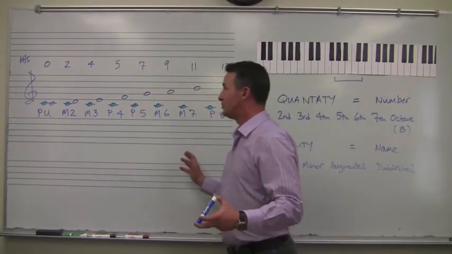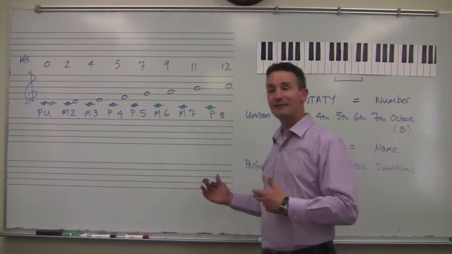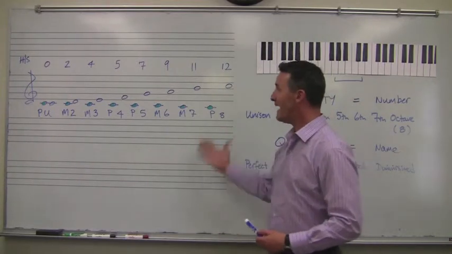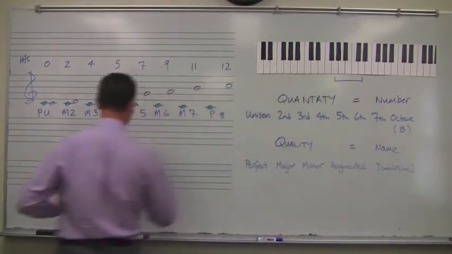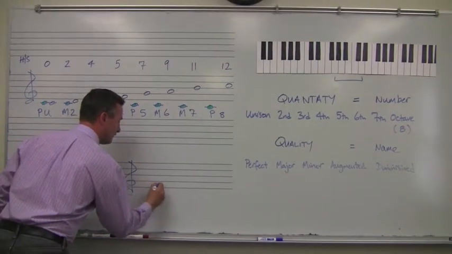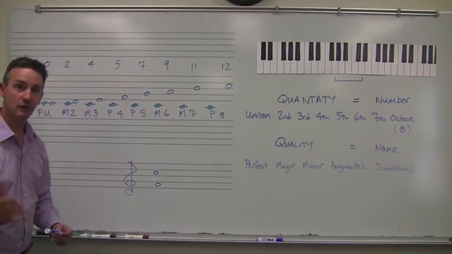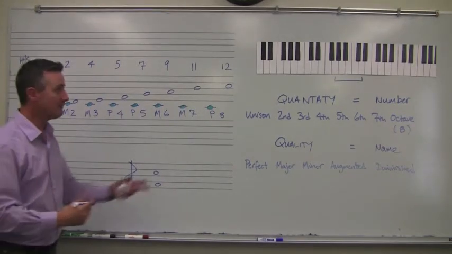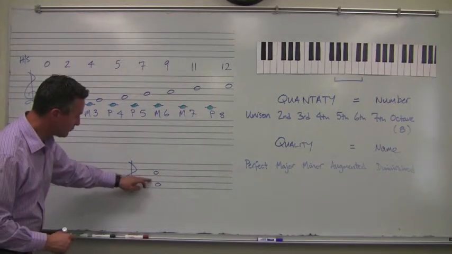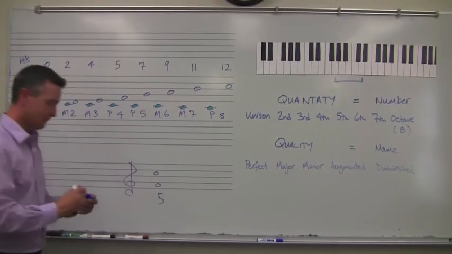So what I can do now is look at some intervals and see if we can identify them on this particular set of intervals. Let's take the interval F to C. First thing I do, count up the total number of lines and spaces, to get the number that I need. Total number of lines and spaces: 1, 2, 3, 4, 5. This is some kind of fifth.